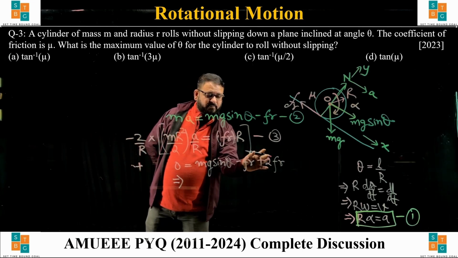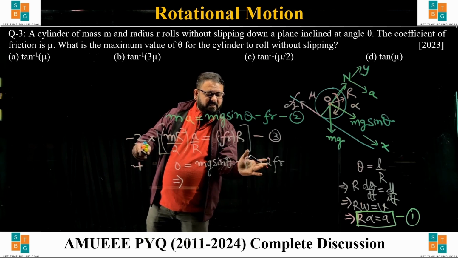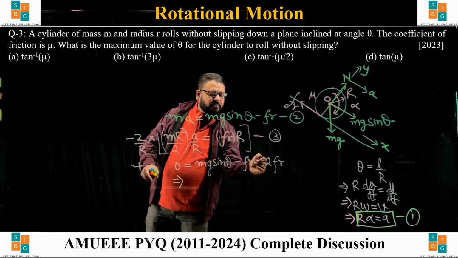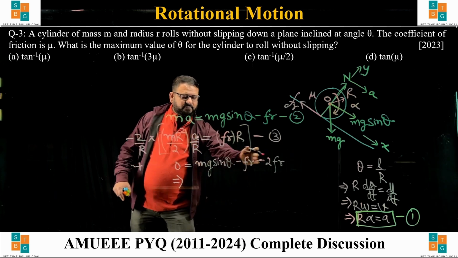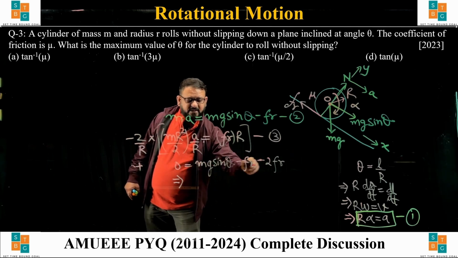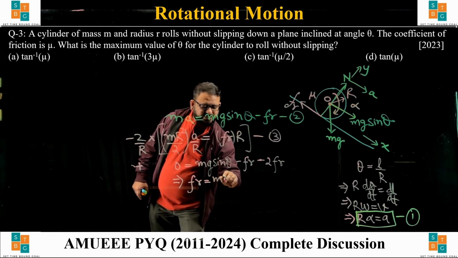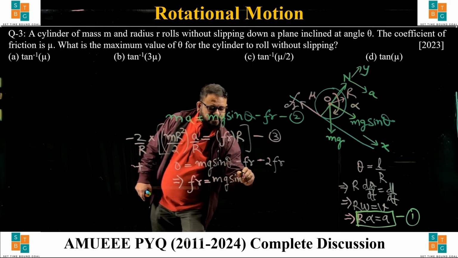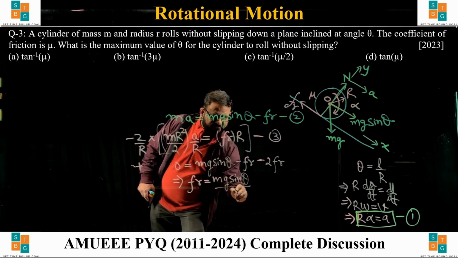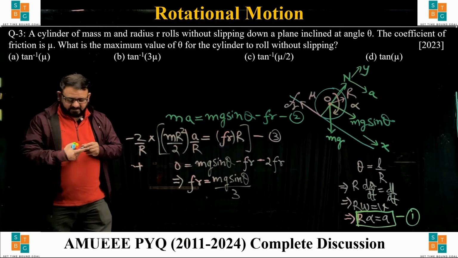Okay, not plus, here it will be minus because we are multiplying with -2 by r. So this will be this much. So we can write fr is equal to mg sin theta divided by 3, right?